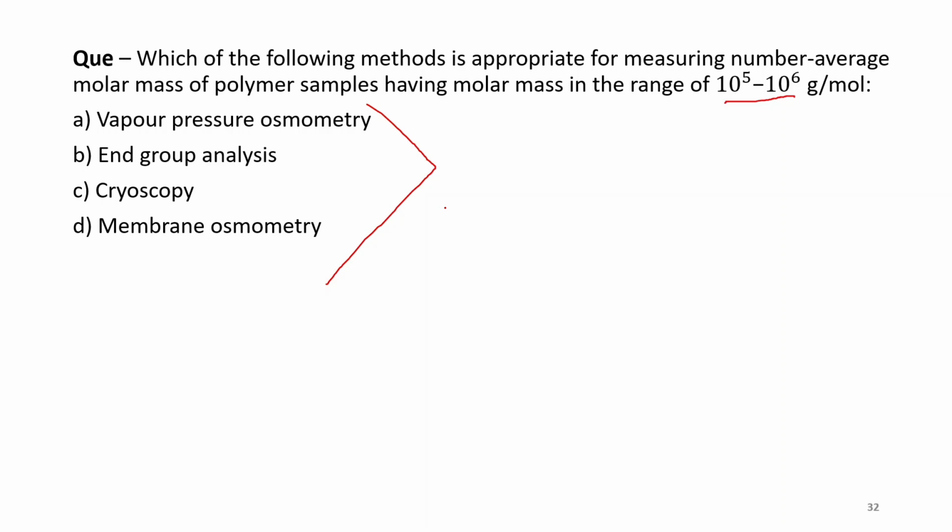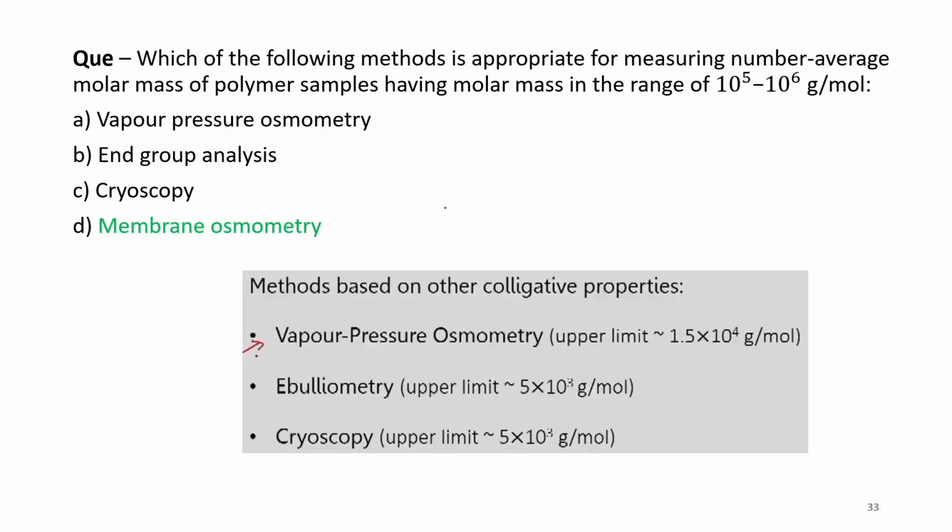So which option should be correct? Membrane osmometry? Yeah, true. Membrane osmometry is the method used to calculate the number average molar mass in the range of 10^5 to 10^6 gram per mole. Since we know that the upper limit of vapor pressure osmometry is 10^4 gram per mole, and for cryoscopy and ebullioscopy the upper limit is 10^3 gram per mole.